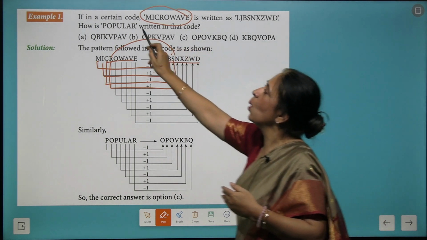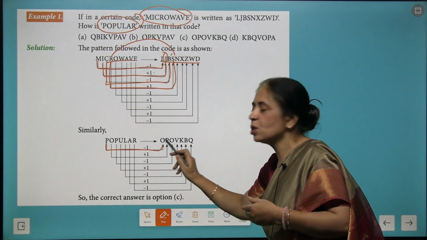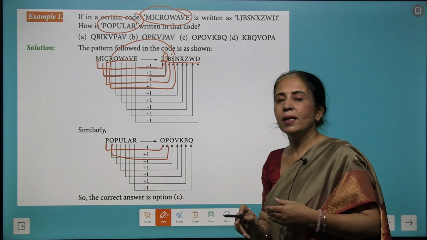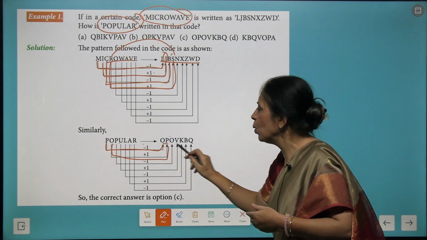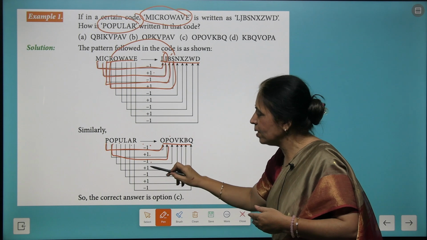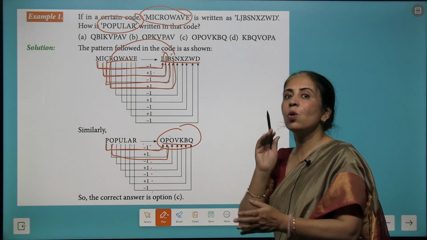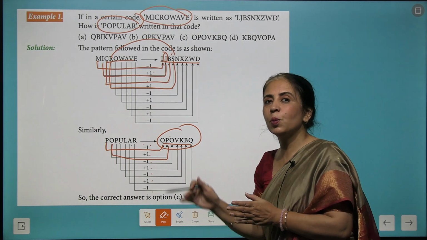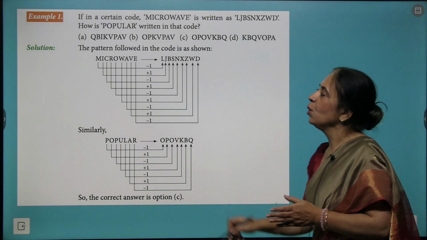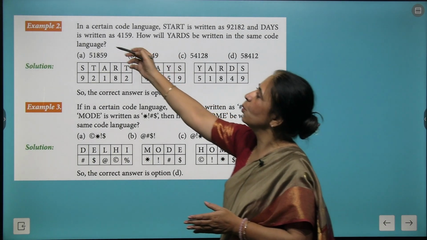Now the question is, how are you going to write popular? Very interesting activity. P is -1, so it turns to O, and O is +1, which is P. That means every time you are following a pattern of -1 one time followed by +1, -1, +1, and you got a secret code. So what was the formula followed? It was -1, +1, -1, +1, and every time you could convey your message in a different way, a different pattern could be followed.